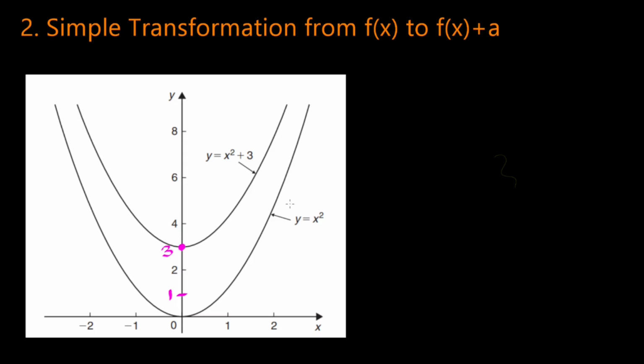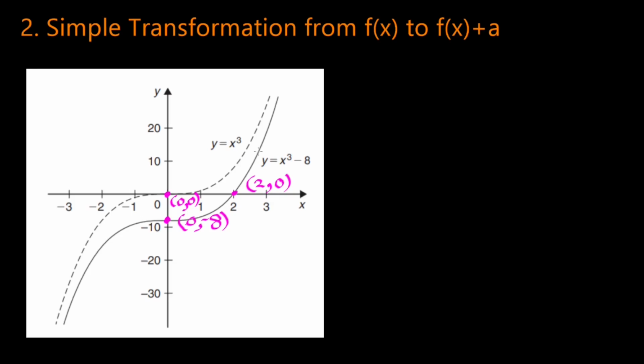Simple transformation from y equals x square to y equals x square plus 3 can be obtained by shifting the vertex at 0 to 3 parallel to the y-axis. Simple transformation of the curve y equals x cube to y equals x cube minus 8 can be obtained by shifting the curve 8 units downwards parallel to the y-axis.